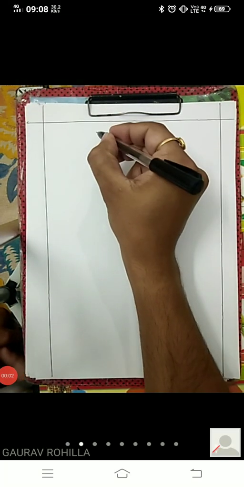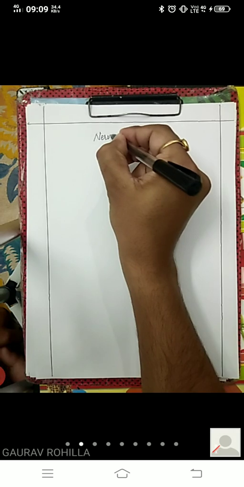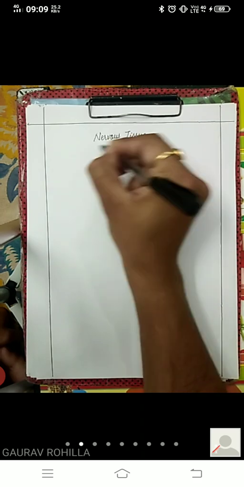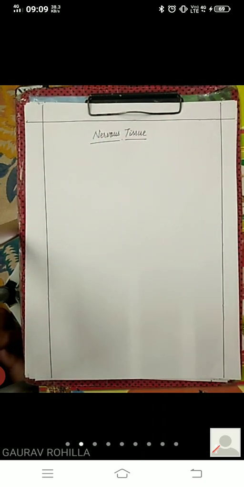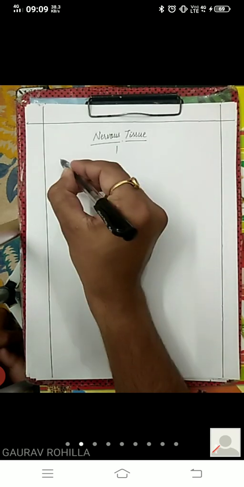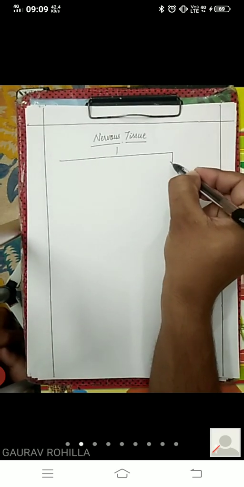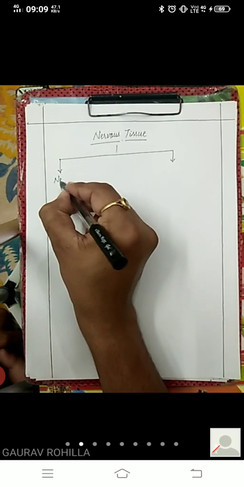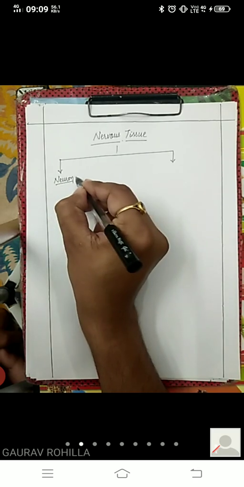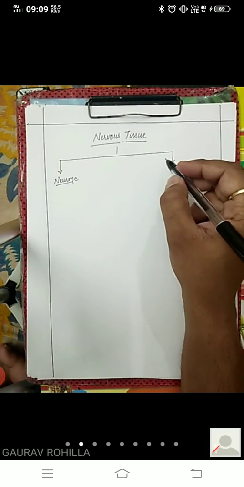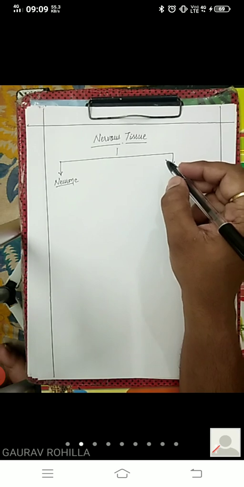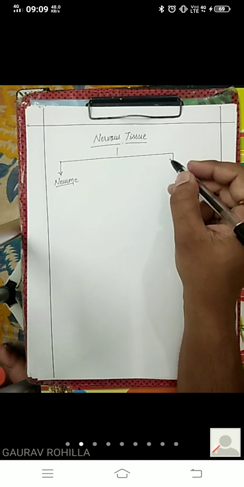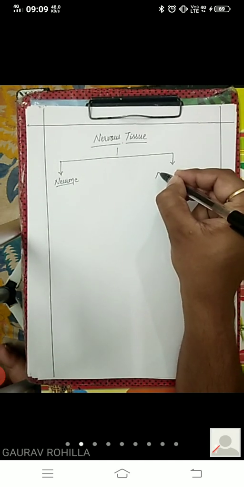Guys, today's topic is nervous tissue. We study nervous tissue in two parts. First is neuron, and another one is neuroglia cells, which are the accompanying cells, not part of the nervous tissue proper, but they play a very important role here. We will discuss it.